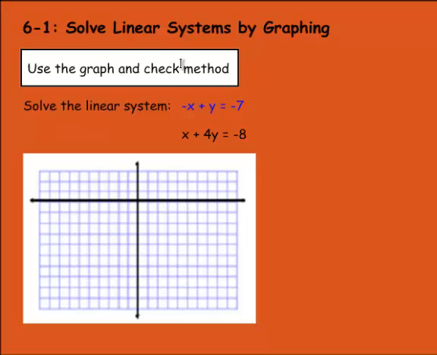Now we need to use the graph and check method. So we have this system here of negative x plus y equals negative 7 and x plus 4y equals negative 8. Let's graph them and then we'll find that intersection.